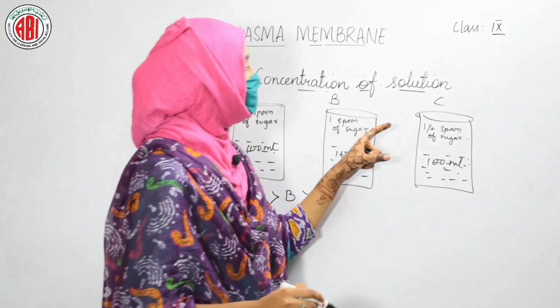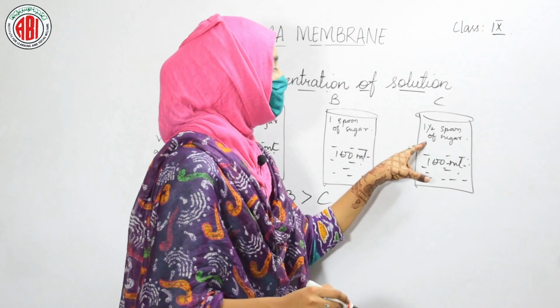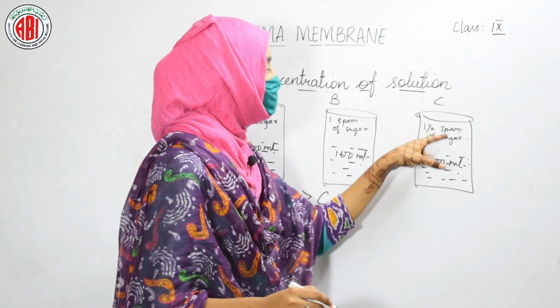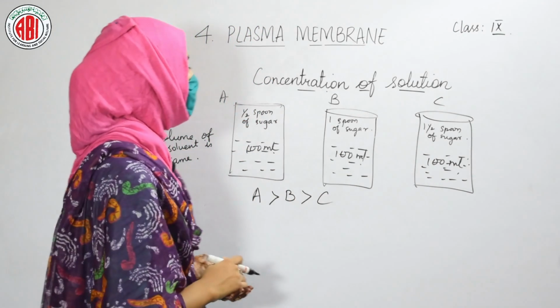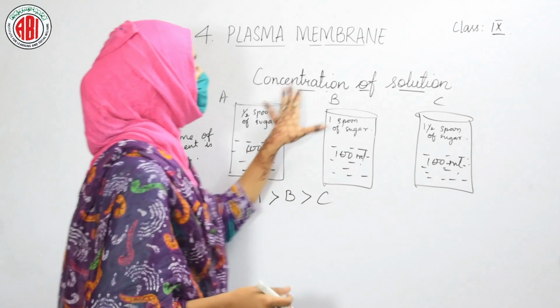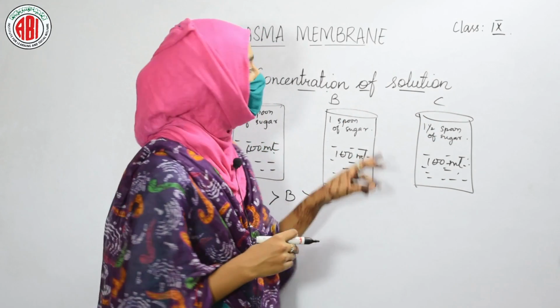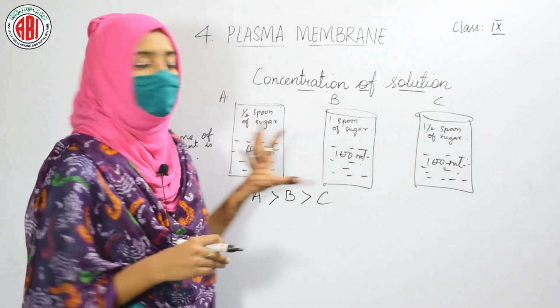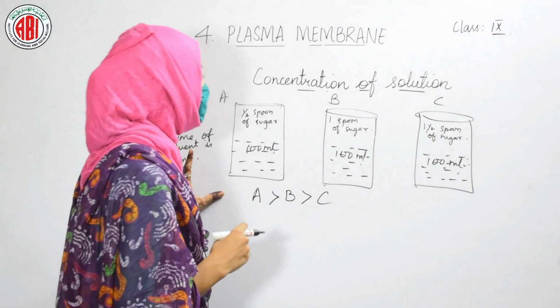The more concentrated solution is in the beaker C, because in this beaker we have added 1.5 spoon of sugar, which is more when compared to the other beakers. So in this way, the concentration of the solution depends upon the amount or the quantity of the solute which is added in the solvent to make up the solution. Okay. So this is about the concentration of solution.